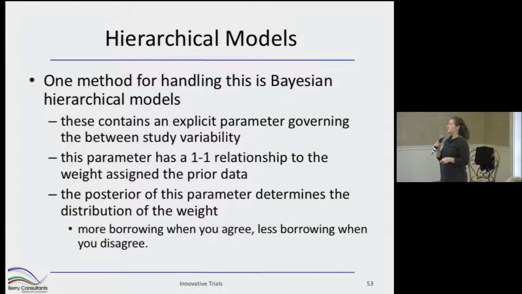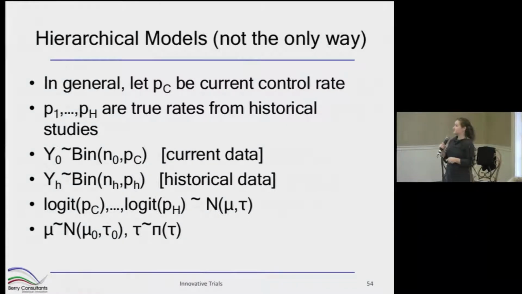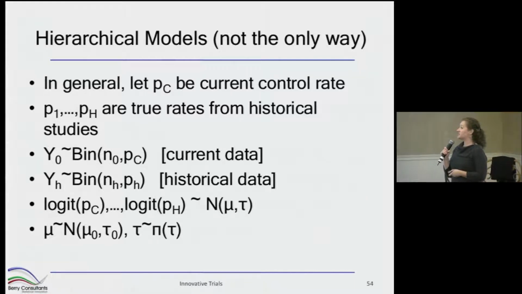So as we saw, the more borrowing happens when you agree, less borrowing happens when you disagree. We do have some statisticians in the group. The mechanism for this, in general, we're going to let PC be the control rate in our current trial. So C here stands for current. And then we have potentially more than one historical study. So in the example, we just had one data set, but we could potentially have more. Maybe these are several small data sets that we've looked at that all have the same kind of control treatment. So P1 through P big H, these are the rates from our historical studies.